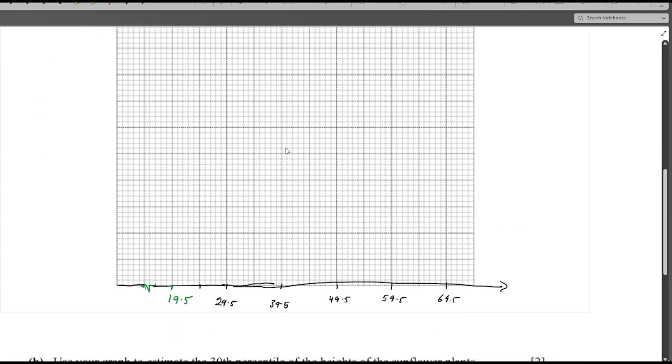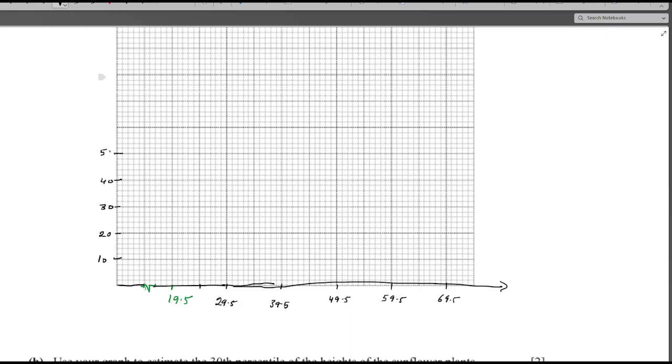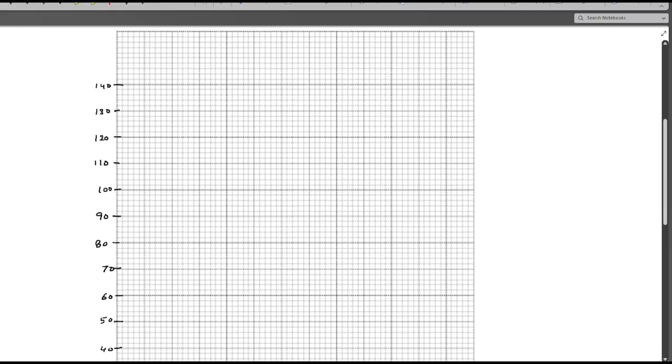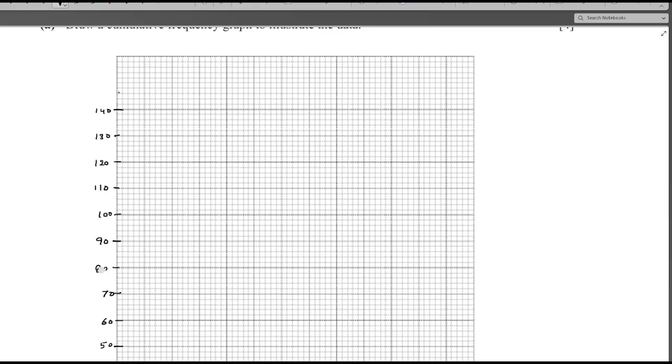Okay, perfect. And along this vertical line, this is your 10, 20, 30, 40, 50, 60, 70, 80, 90, 100, 110, 120, 130, 140, and here it is 150. Okay, so vertically these are fine.